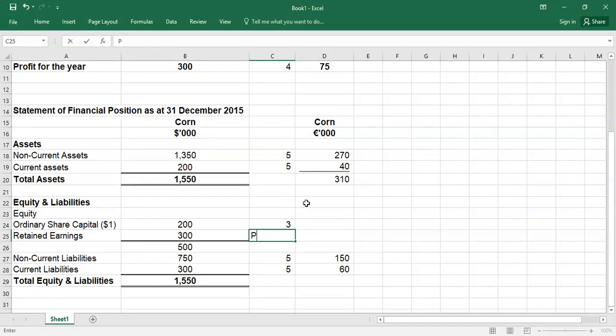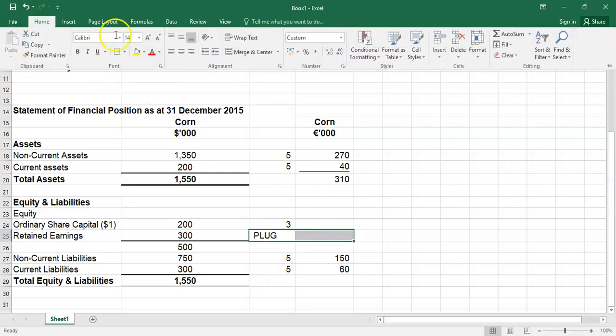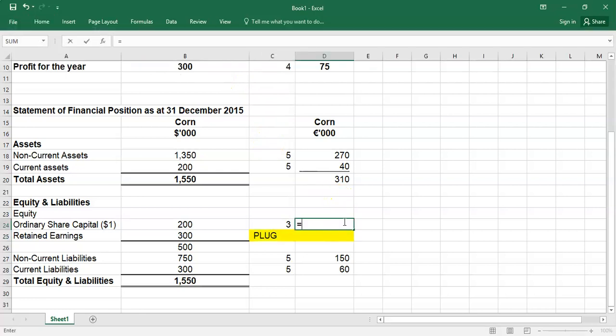And then I always leave this figure as a plug. So this one here, the approach I always take is a plug figure, and we'll explain why in a second. So that's going to be 200 divided by 3 is going to be 67.